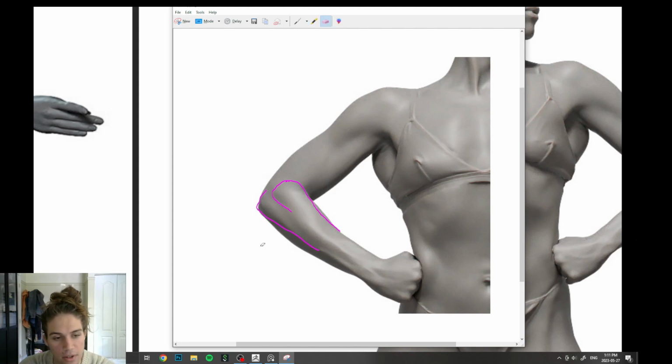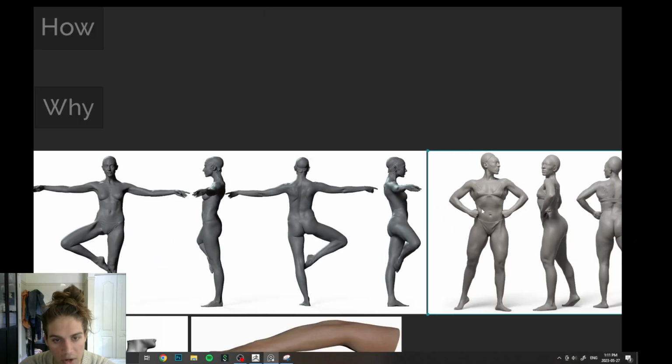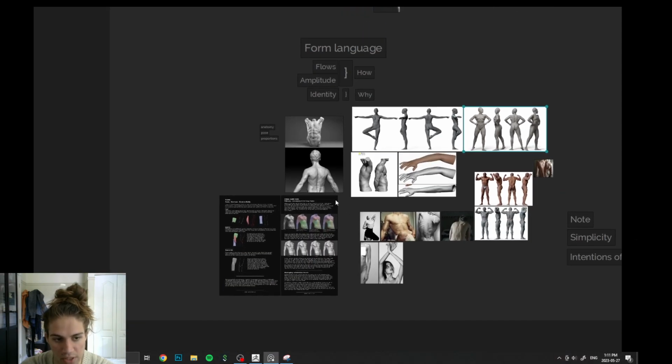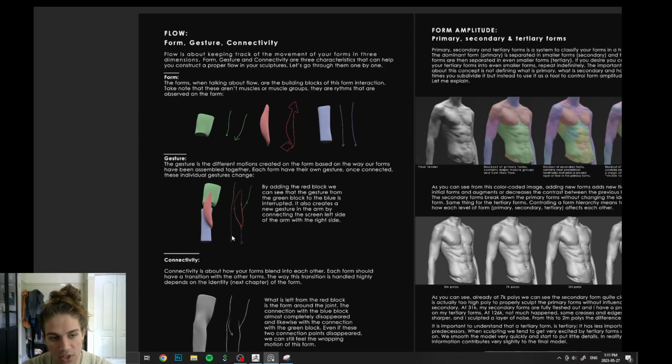So again, flow is about the direction of your form, how it wraps around, and then when you put them together, how they merge all together. And so this is just in the creation, how you place your blocks together and how you put them. It has a huge influence on how you feel your form and how solid it looks and the directionality.